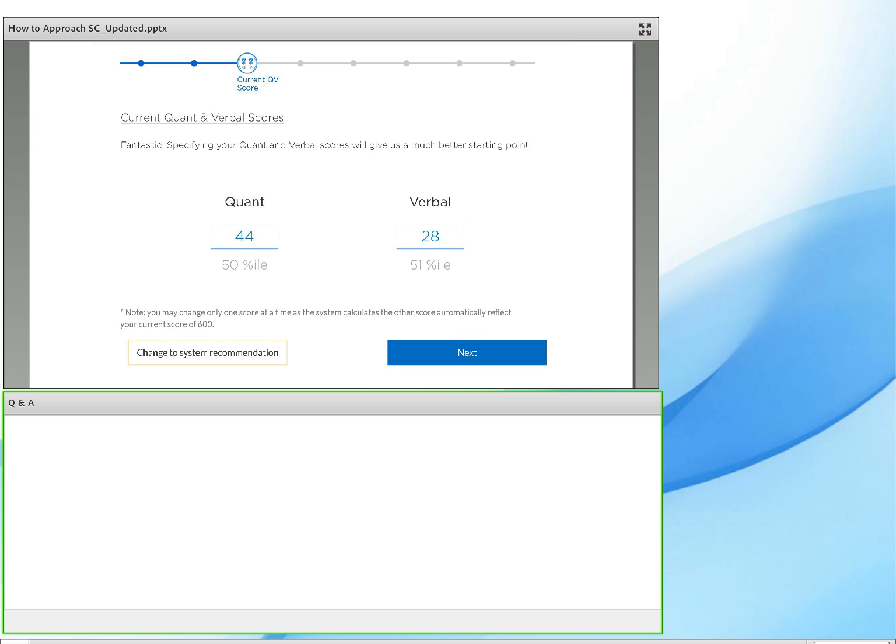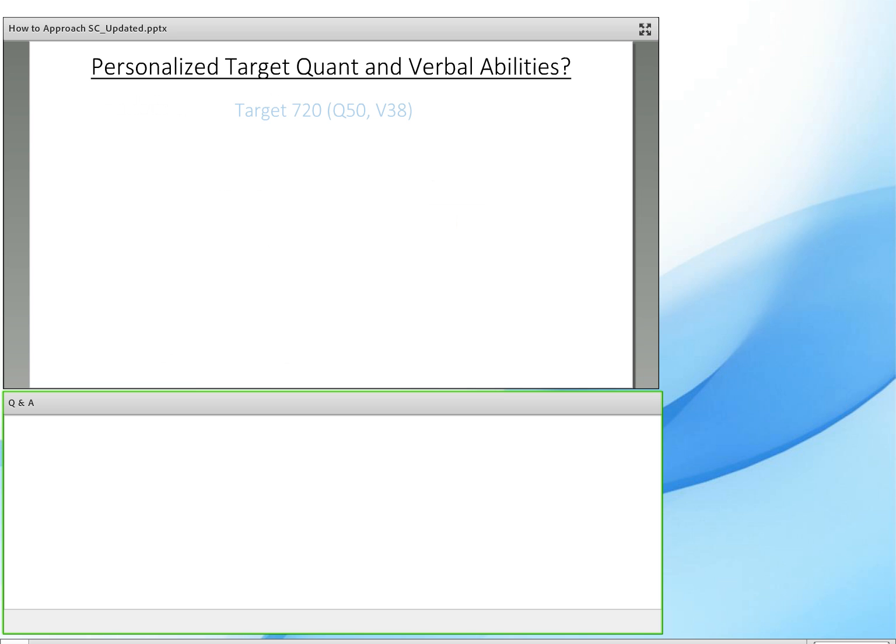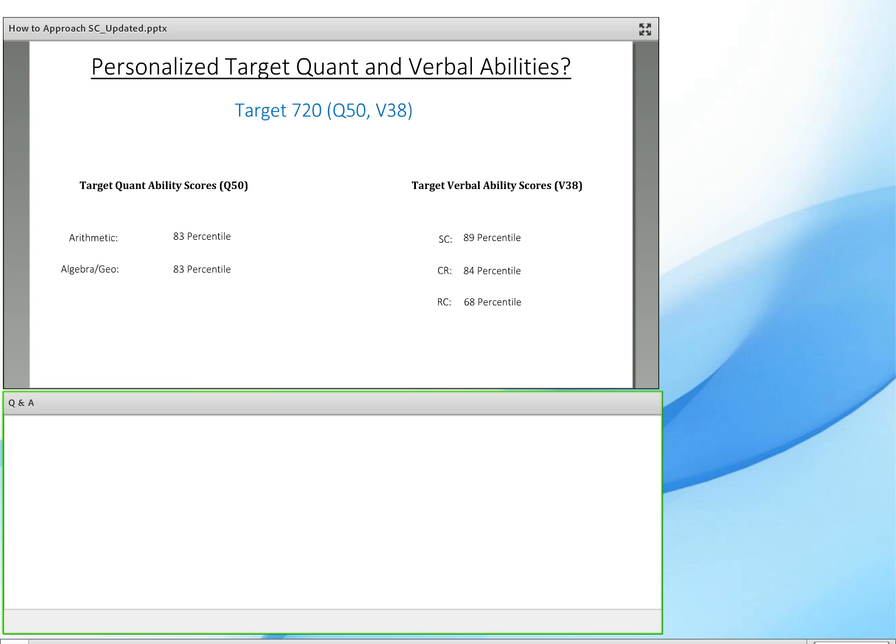How does this work? This guide takes your starting scores in both quant and verbal, and not just that, it'll even take what it means when it comes to SC, CR and RC for a V28, what it means when it comes to arithmetic and algebra for a Q44. And then it'll tell you, if you want to get to that 720, what quant and verbal score you should aim for, and beyond that, what abilities in quant, which is arithmetic and algebra abilities, and what abilities in verbal you should aim for to get this Q50 and this V38.